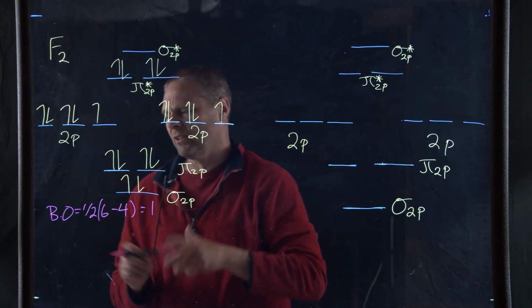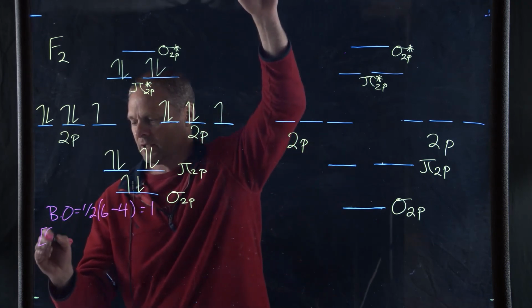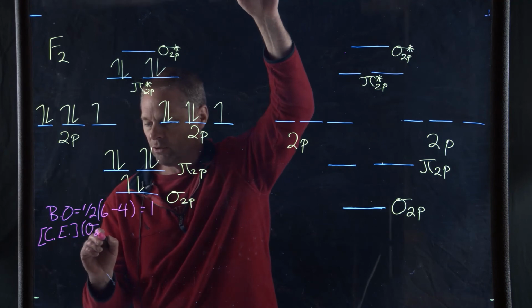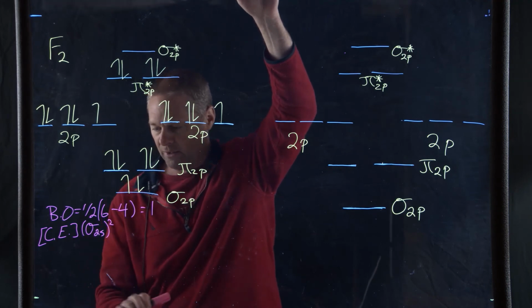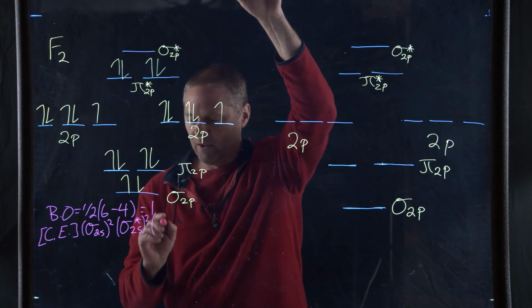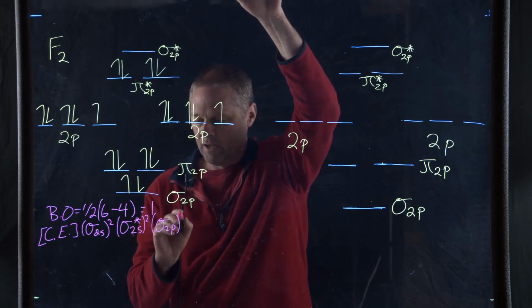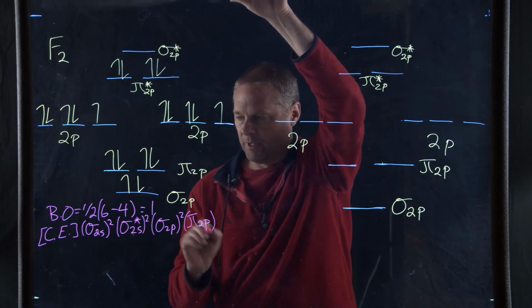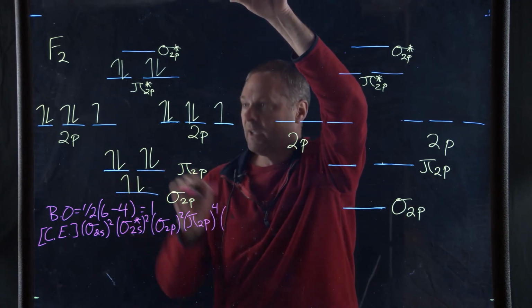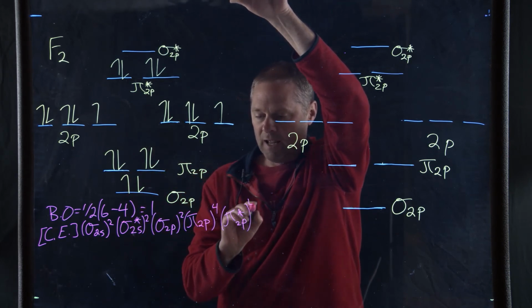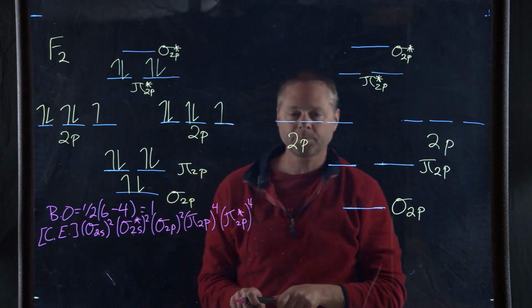If we want to write the shorthand notation for this, it's going to be the core electrons, then it's going to be the sigma 2s 2, remember they're going to be down here, I don't have space for that. This is then going to be the sigma 2s antibonding 2. Now it's going to be the sigma 2p 2 because we have 2 in there. Now we get to the pi 2p, we have 4 in there. Now we get to the pi 2p antibonding, and we have 4 in there as well.